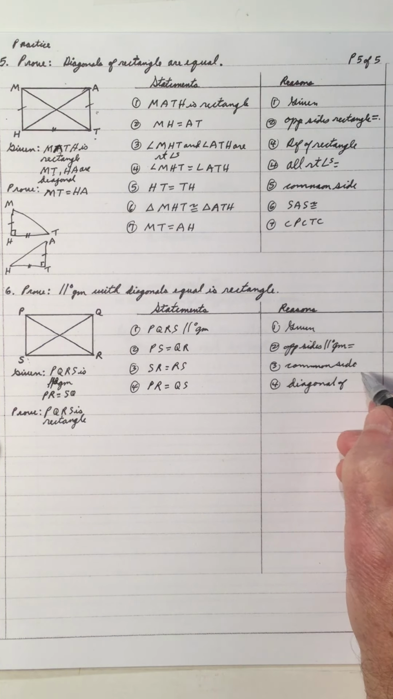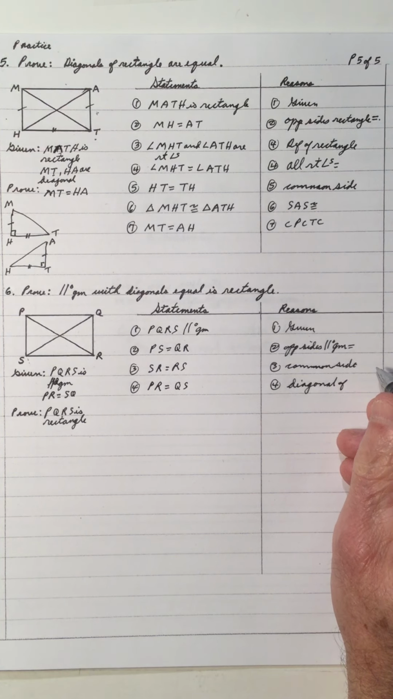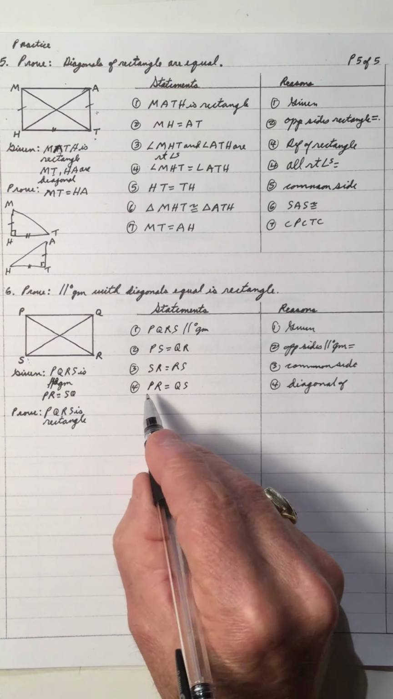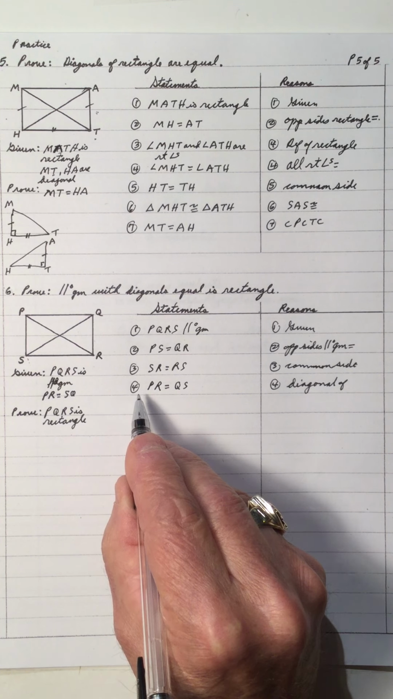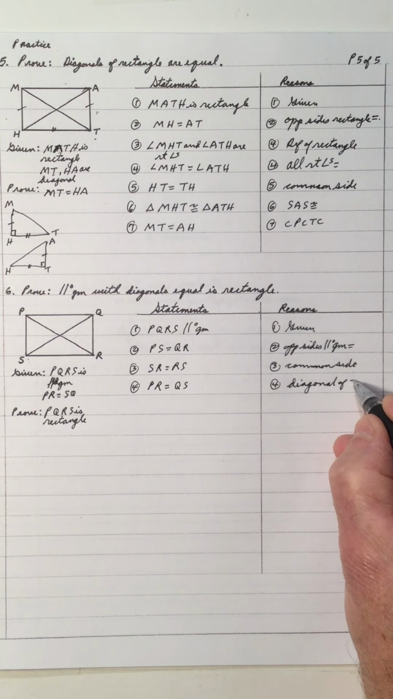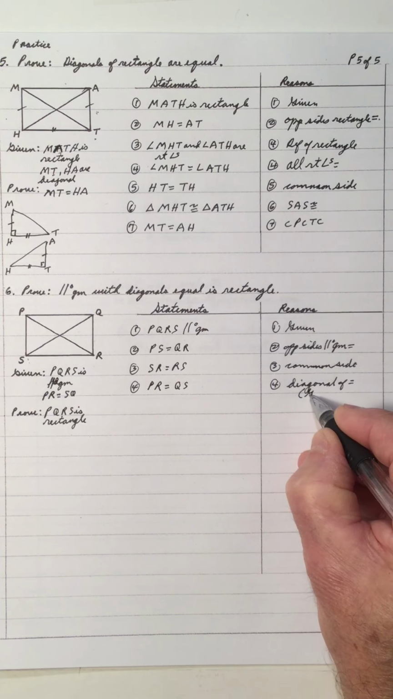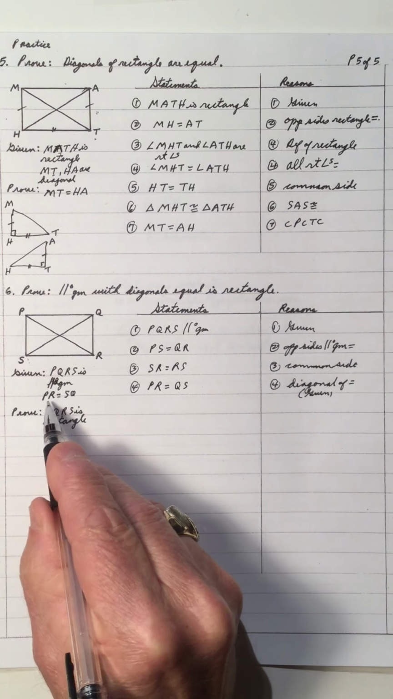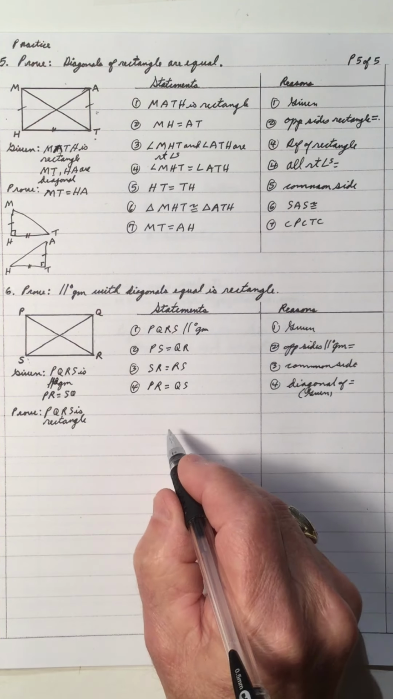because the diagonals are equal. Oh yes, diagonals are equal, and that's a, what am I doing? That's a given. We're given right here, the diagonals are equal.